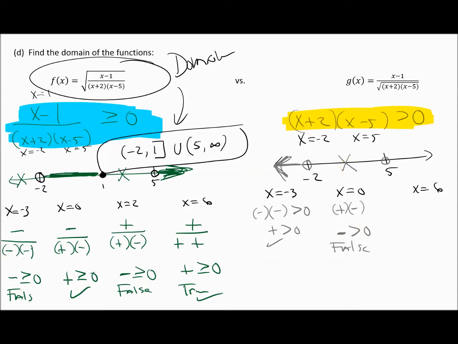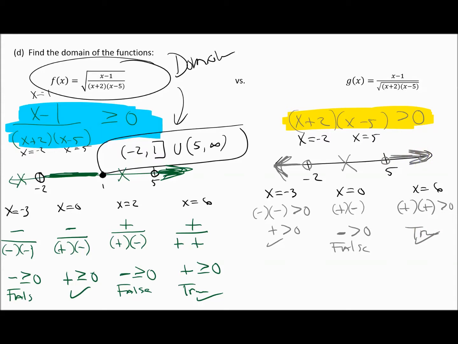Then finally, I take 6 and plug it in. 6 plus 2 is 8. What matters is it's positive. 6 minus 5 is 1. What matters is that that's positive. All right. A positive times a positive, is that greater than 0? Yes. Yes, it is. That is a true statement, so I shade that in.